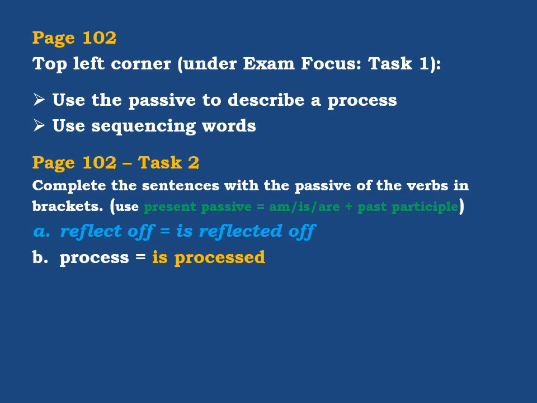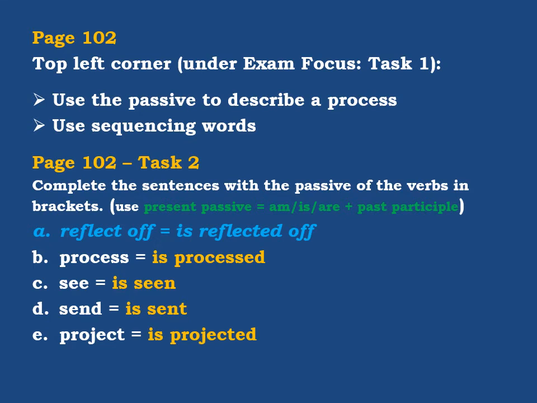Now, to check your answers, you will see the answers like this. See becomes is seen, because still we are talking about the image is, and the past participle of see is seen. Then we have is sent, because send is irregular, and see also is irregular. So sent is the past participle. Then we have is projected, and the last sentence is recorded. So these are the answers.